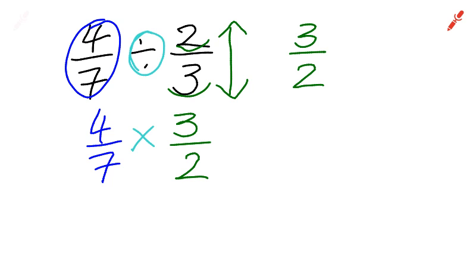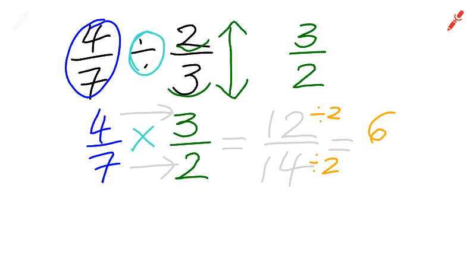So we could here now say, because it's multiplication, multiply across, and we would have 12 over 14. We would need to still simplify. So simplifying that, we have to check which numbers go into both. Well, we could halve them because they are both even numbers. So we have 6 over 7 as our final answer.